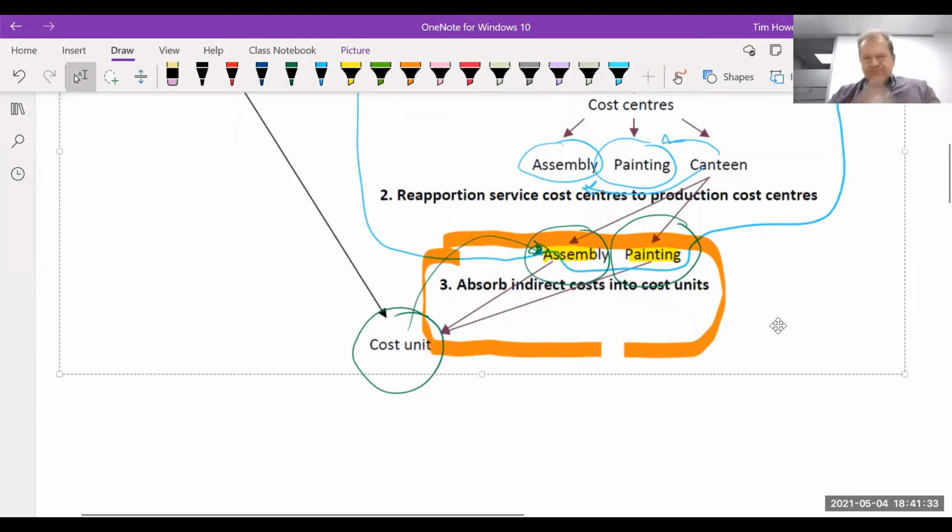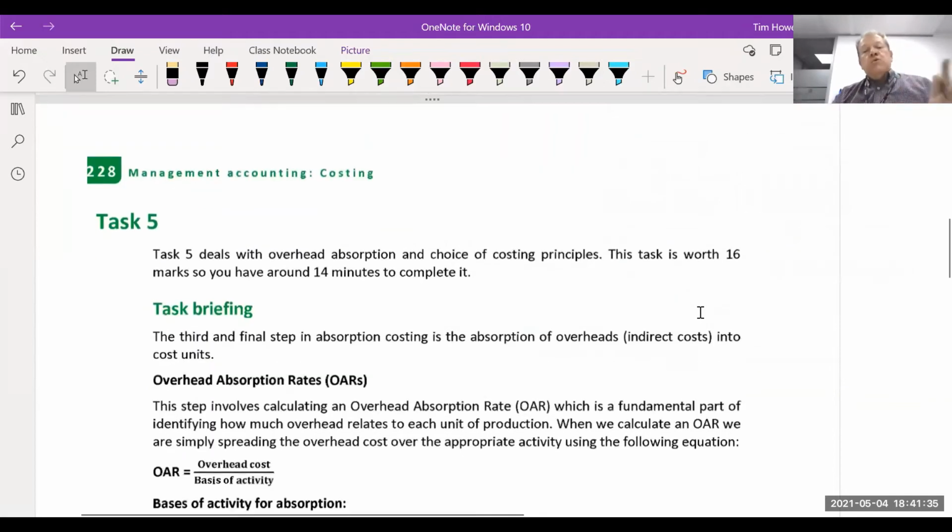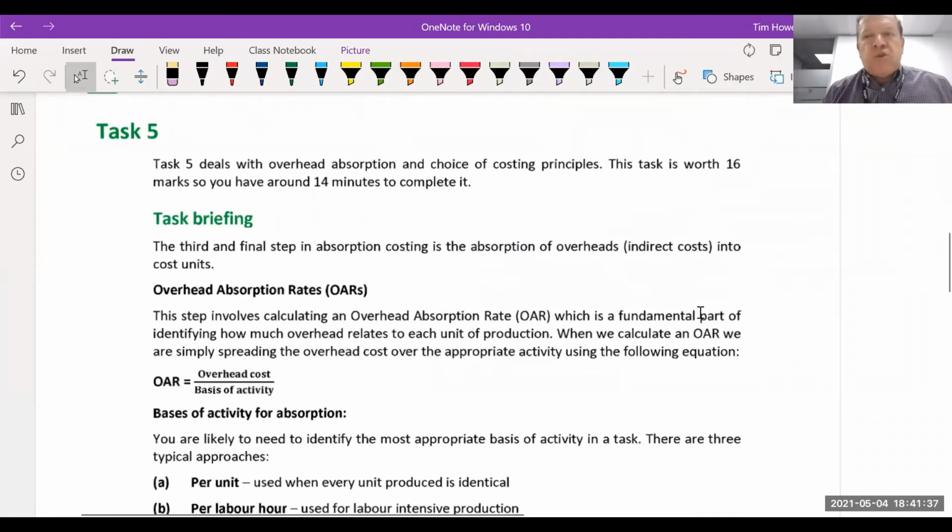Fantastic. Great. So how do we do this then? So look, I'm just going to do a bit of scribbling.